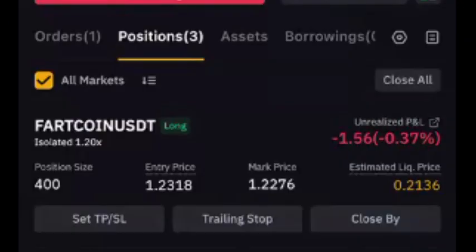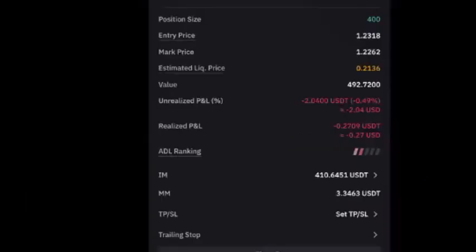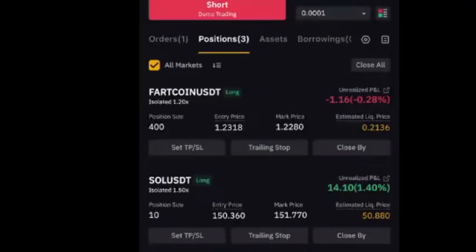I'm going to click the contract of the coin. Basically, this is the contract of the coin. My position size is 400 of the coin, which amounts to about $410. My entry price is there. My mark price is there. My unrealized loss is there. My realized P&L, which is the funding rate, is there. My IM, which is initial margin, is there. MM basically means they didn't use all your money to purchase the contract. They left $3 there for you. That's basically it for a long of an altcoin.